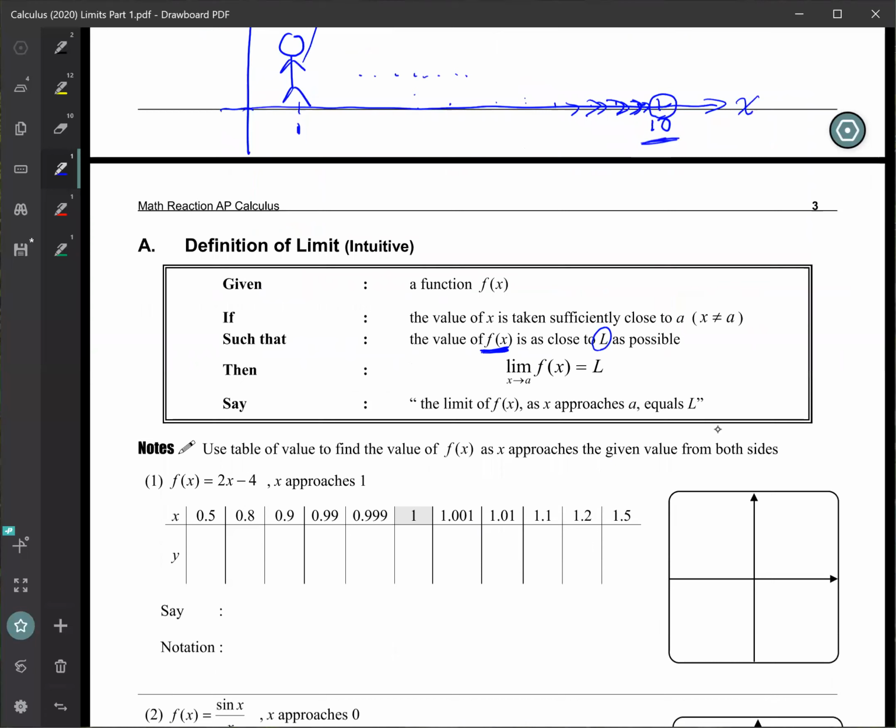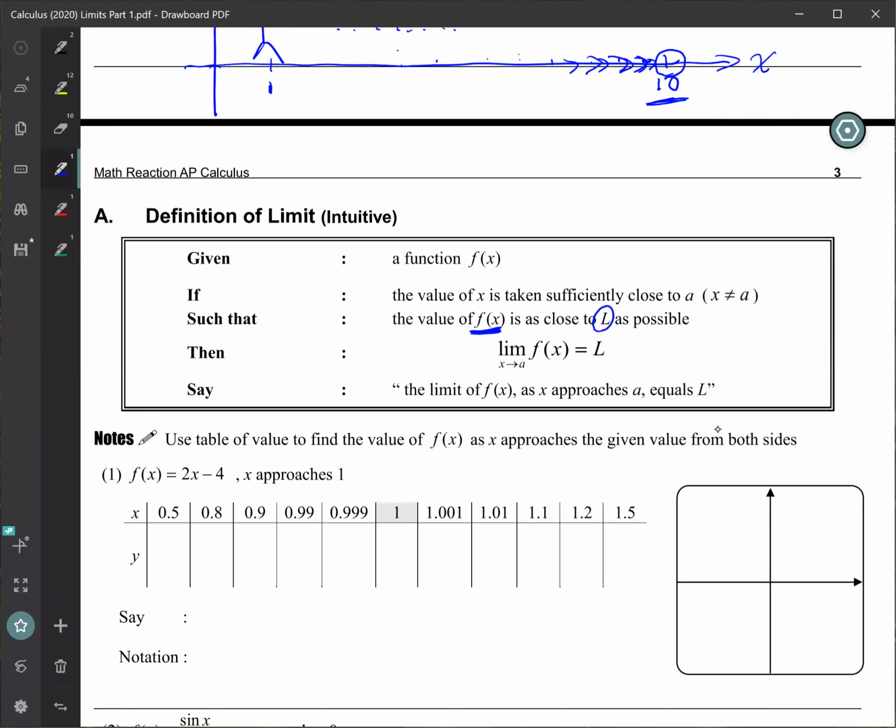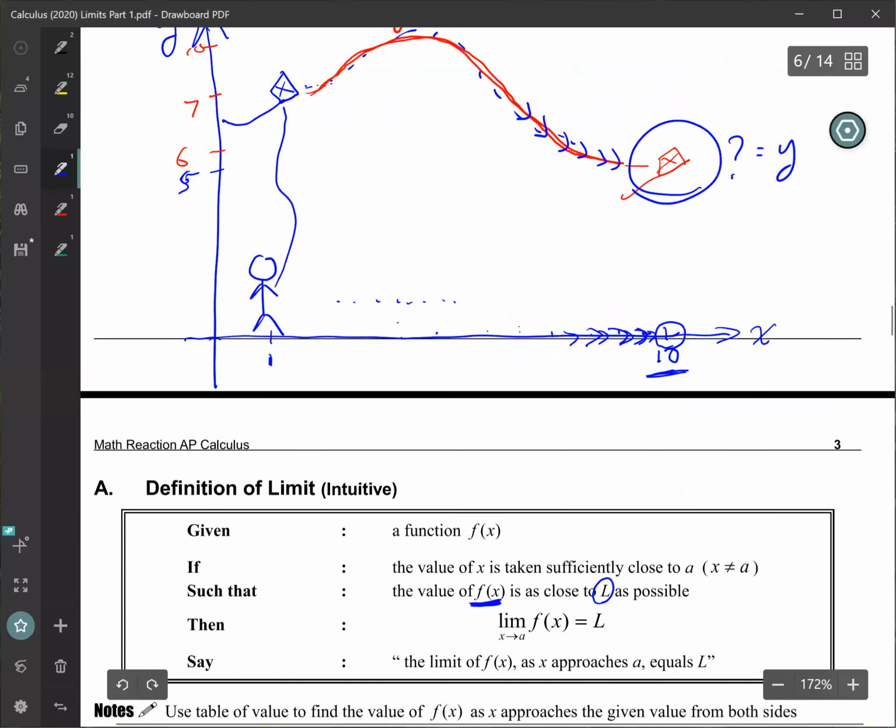Then we will have this symbol. So the way to say this is limit of f of x as x approaches a equals L. We'll say this together, everyone together. Limit of f of x as x approaches a equals L.